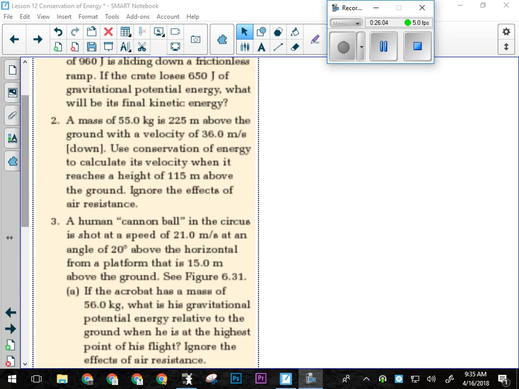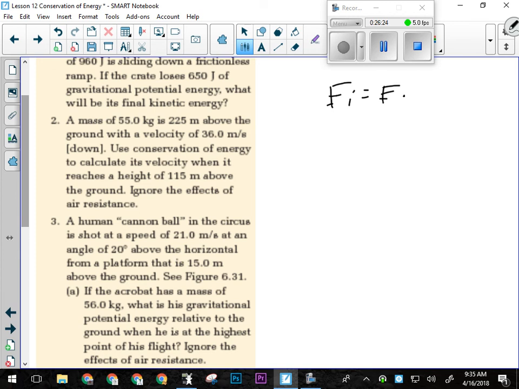So for question number 2, a mass of 55 kilograms is 225 meters above the ground, moving at 36 meters per second. So it has both kinetic and potential energy at that point. Using conservation of energy, calculate its velocity when it reaches a height of 115 meters above the ground, ignoring the effects of air resistance. So we got EI equals EF. And we've got M times G times H initial plus 1/2 MV initial squared equals 1/2 MV final squared plus MGH final. All right, mass is in every part of this, and we're looking for a velocity, so we don't need it. We can cancel it off and have less to worry about.